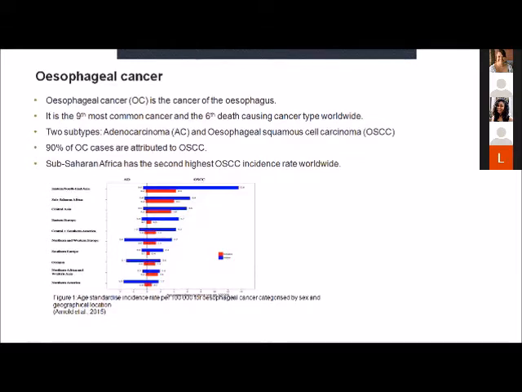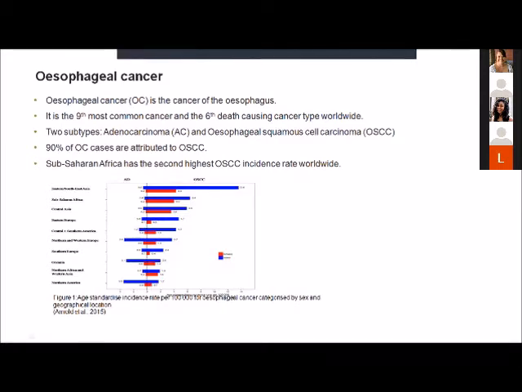Okay. So esophageal cancer is the cancer of the esophagus, and this cancer is the 9th most common cancer and the 6th death-causing cancer type worldwide. There are 2 subtypes of esophageal cancer, namely the adenocarcinoma and esophageal squamous cell carcinoma, which is OSCC. Studies have shown that about 90% of esophageal cancer cases are attributed to OSCC, and as of 2018, Sub-Saharan Africa had the 2nd highest OSCC incidence rate worldwide.